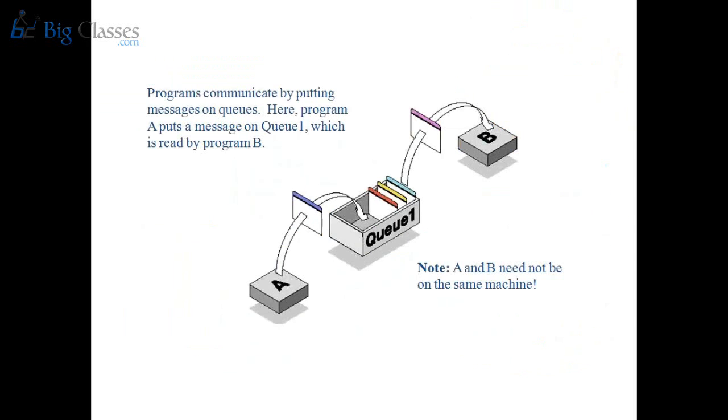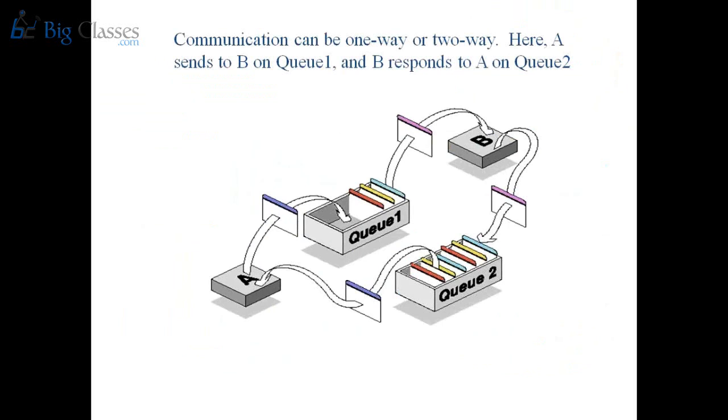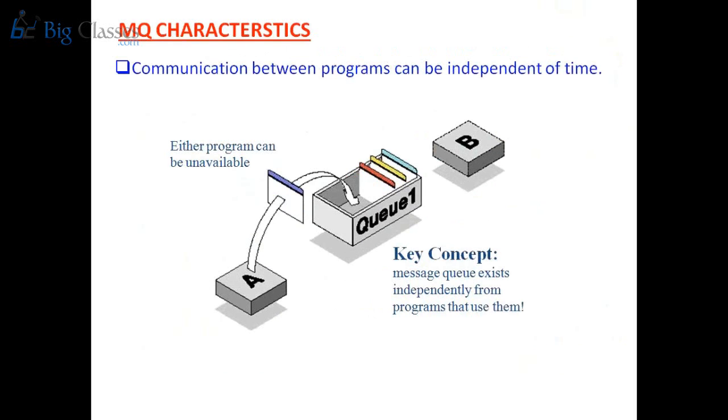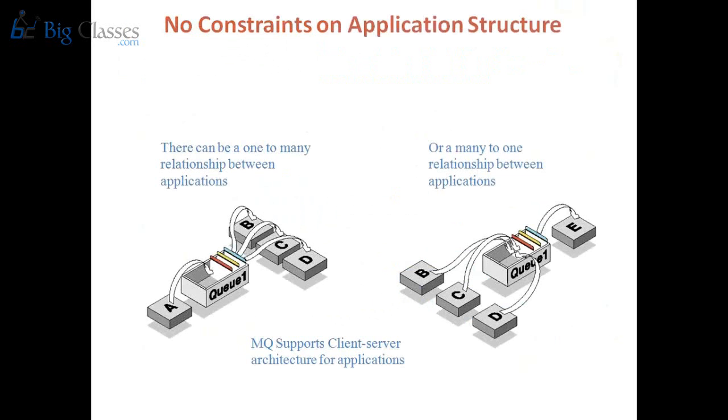Over the IBM MQ server, between applications, we can enable one-way communication. We can enable two-way communication. We can enable time-independent communication. That means it supports synchronous communication and asynchronous communication. No constraints on application structure. Between applications, you can enable the communication. It may be one-to-one, one-to-many, many-to-one, many-to-many. IBM MQ server is able to support it.